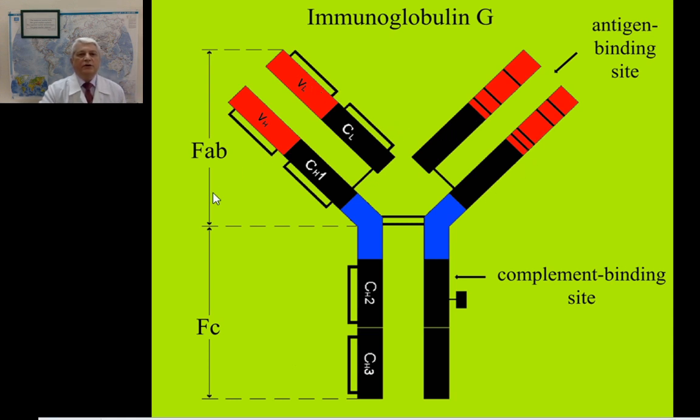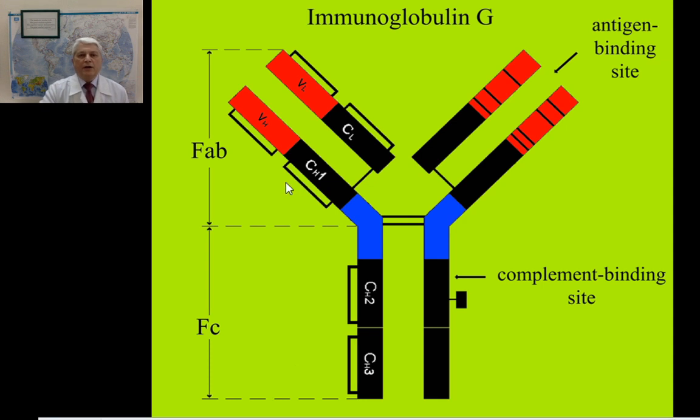So if you divide 150 thousand by 12, you will receive the molecular mass of one domain, and then you can simply calculate the molecular mass of the heavy chain and light chain. Heavy chain 50 thousand, second 50 thousand, and light chain 25 thousand and 25 thousand. So in the whole we have 150 thousand.